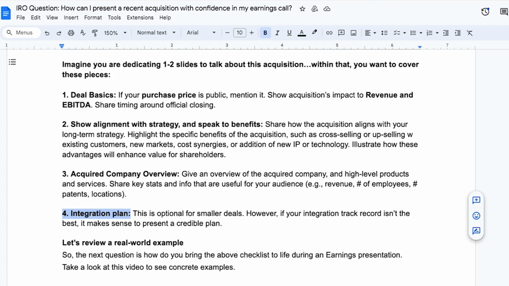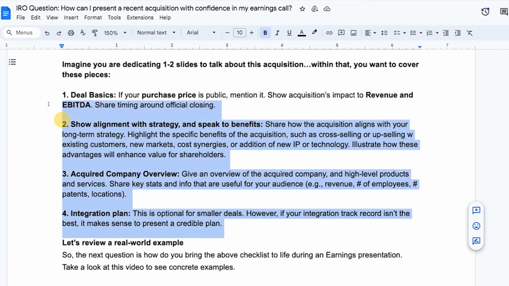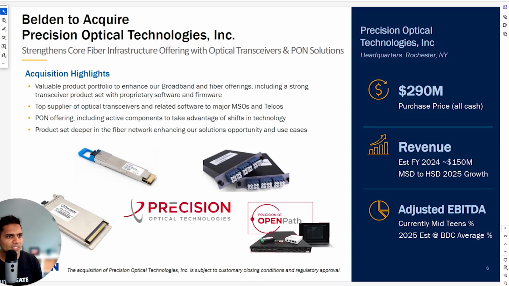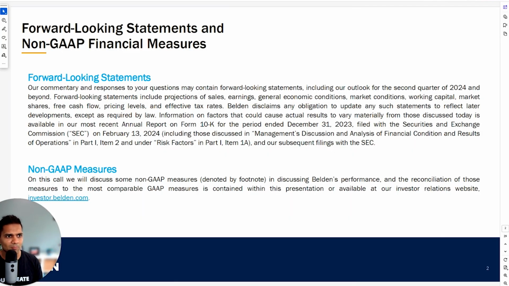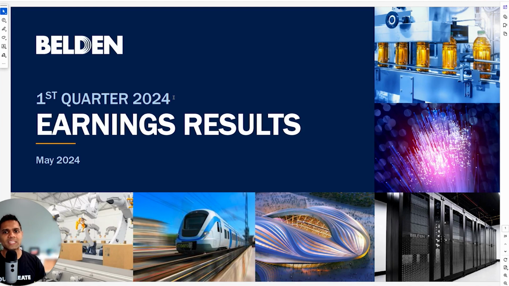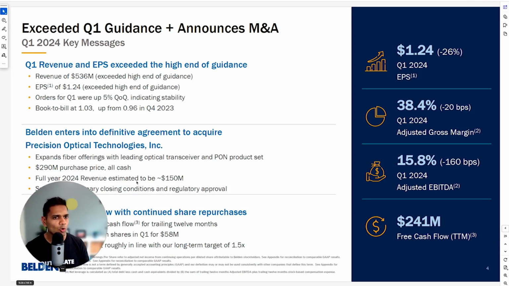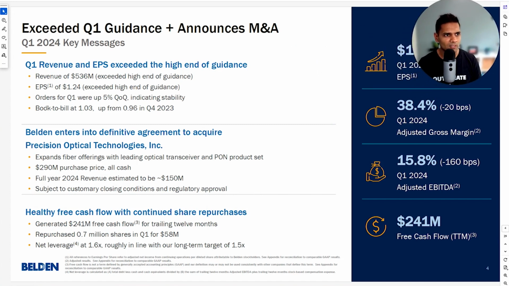Let's dive into the real example. We can check, does it cover these things? And hopefully this serves as a useful example as you build your communication. Here's an example. This is a B2B company in the networking technology space. This is the opening of their earnings.